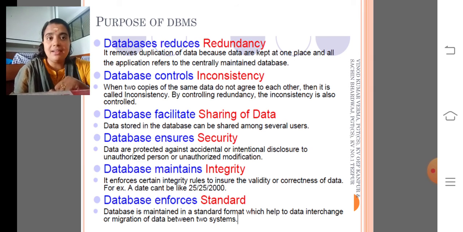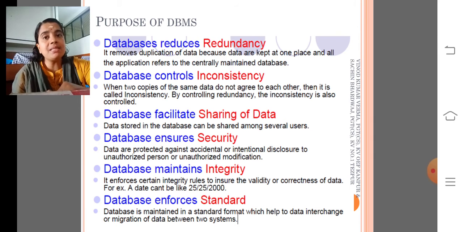The first one, data redundancy. Redundancy means duplication. A database management system reduces data redundancy. That means it eliminates all the duplicate data so that we can maintain consistency. The data are kept in one place, that is, a centralized database management system is used.